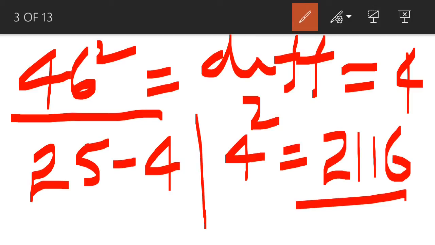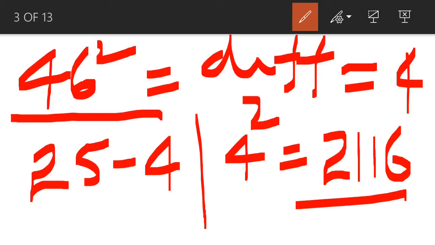You can answer the question by seeing 46 square. Okay, again the difference is 4. We have to subtract 25 minus 4, that is 21, and 4 square is 16, that is 2116. That is your answer, like that.